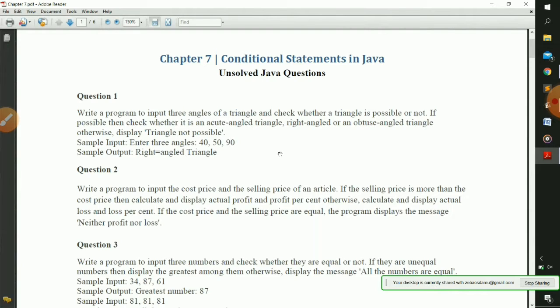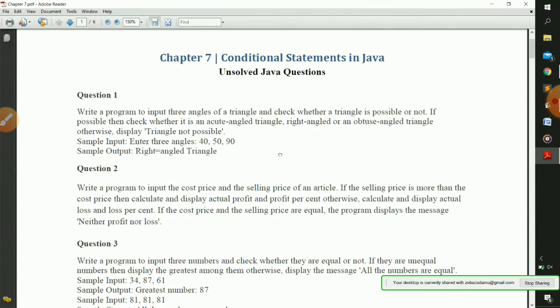If yes, then it is possible, and we check whether it is an acute angle triangle. What is an acute angle triangle? If all the angles of a triangle are less than 90 degrees, then we have an acute angle triangle. If any of the angles is 90 degrees, then we have a right angle triangle. And if a triangle is not acute and not a right angle triangle, then obviously our triangle is an obtuse angle triangle, right? Otherwise, display triangle not possible. Similarly, structure-wise, we are going to do this program.